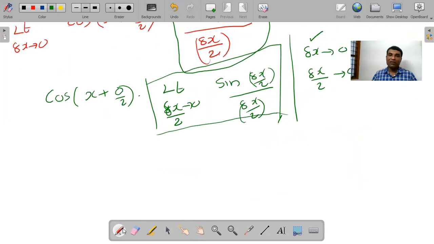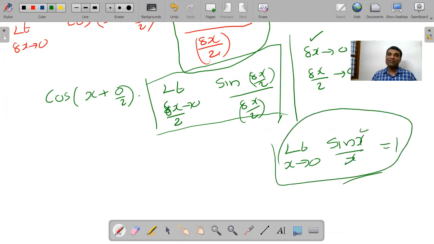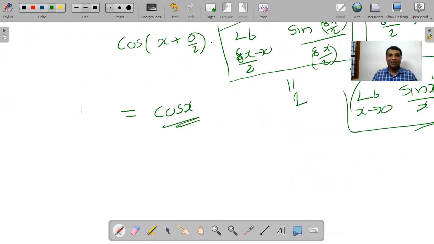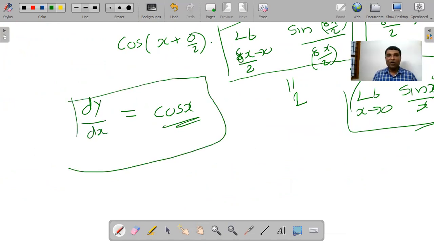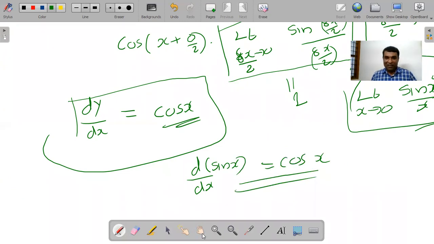The value of this limit is 1. We know that the limit as x tends to 0 of sin x by x is equal to 1. So comparing with the standard result, the value of this is equal to 1. So we can write this is equal to cos x. That means dy by dx is equal to cos x. Here, what is y? That is d by dx of sin x, which is equal to cos x. Okay, it's a well-known result.